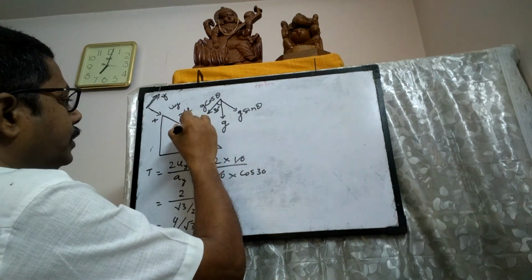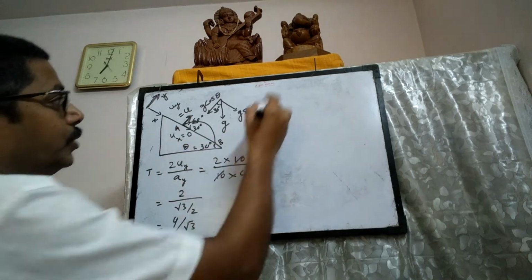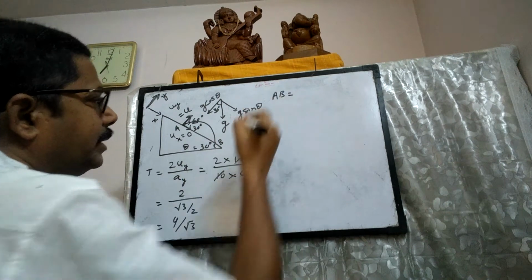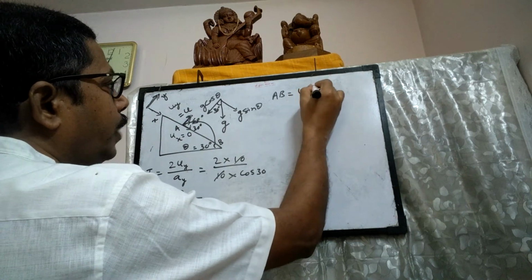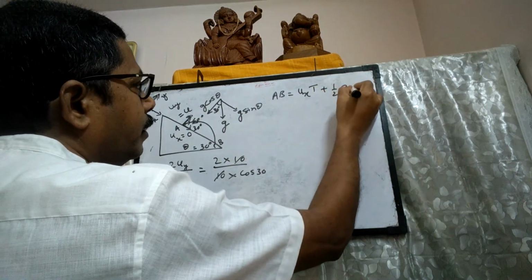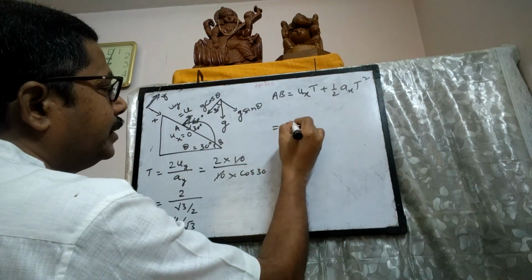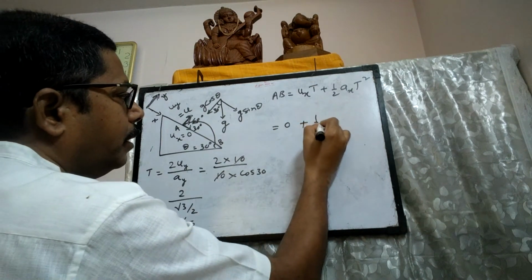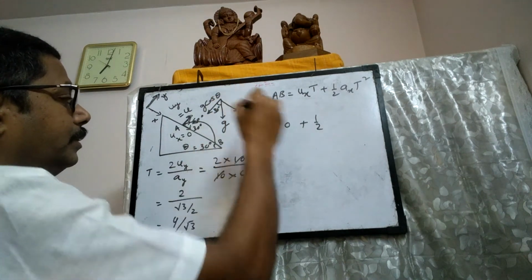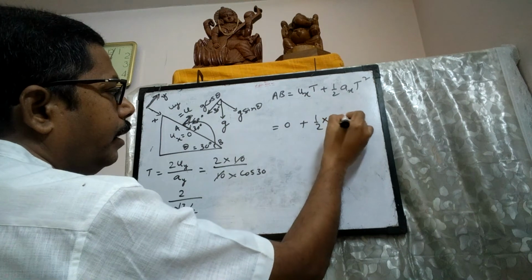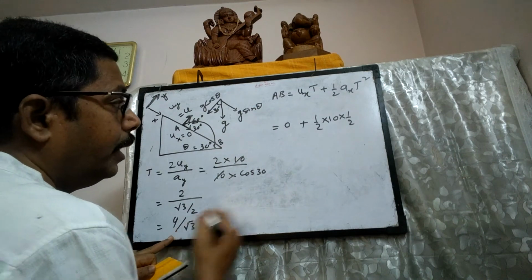Now it is falling like this. Now suppose this point is A and this point is B. So if you want AB, AB is the distance traveled along the x-axis, right? So you can write it as ux t plus half ax t square. But what is ux? ux is 0, plus half ax. ax is nothing but g sin theta. g sin theta means 10 into 1 by 2, okay, into t square.